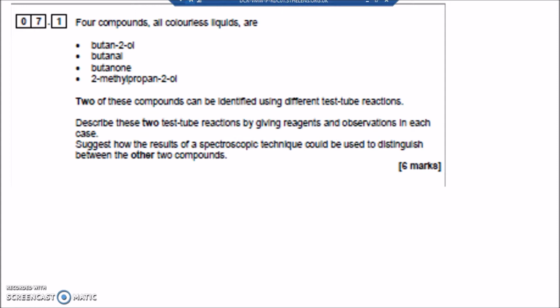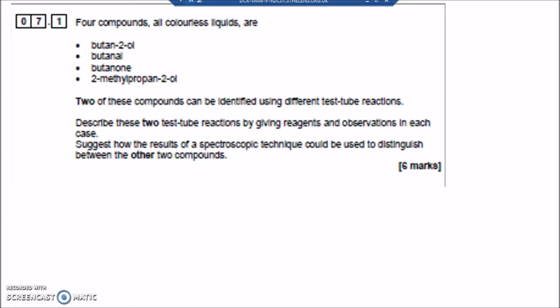Acidified potassium dichromate will go orange to green, and you need the orange to green, not just changes from orange or goes green. Incidentally, it will form a ketone. If it had been a primary alcohol like butan-1-ol, it would have made an aldehyde, and then if you reflux it, carry on heating it, it would turn into a carboxylic acid.